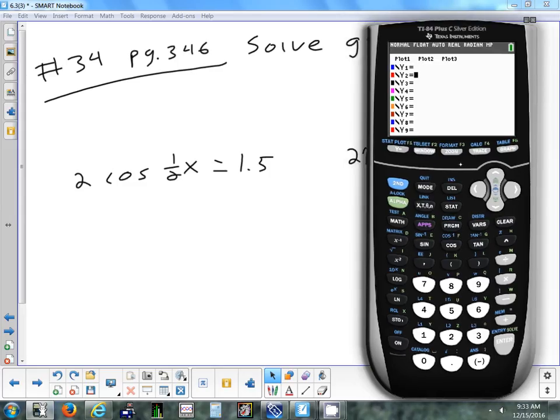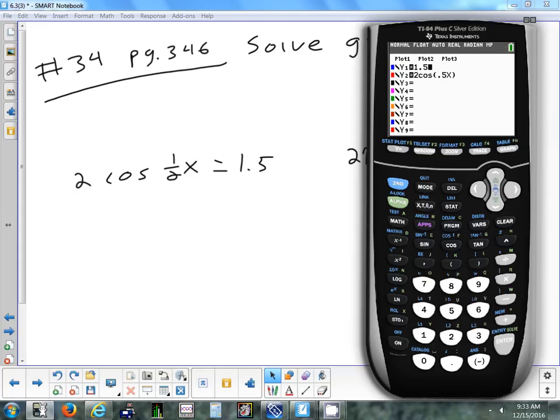How am I going to solve that equation? Nick? Put 2 cosine 1/2 x. Yep. I'm going to type it as 0.5 just because it's easier for me on the calculator. Put in 1.5 in the one. Yep. Doesn't matter which one I put where. Basically, all I'm checking is where these two things do what? Yeah, where they cross, where they intersect.